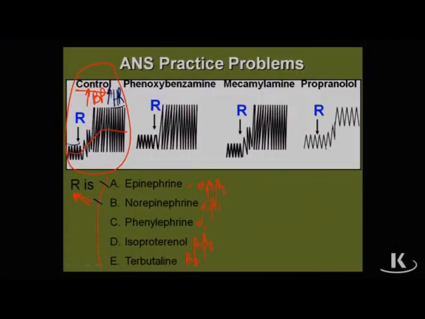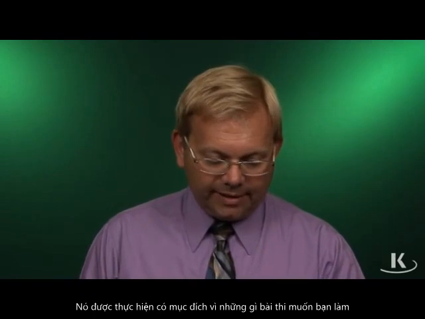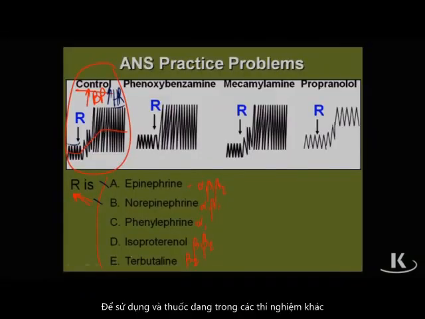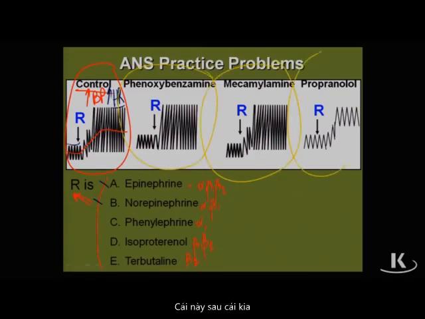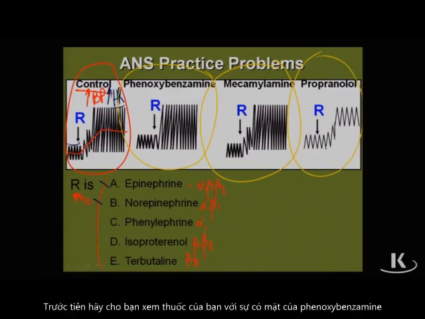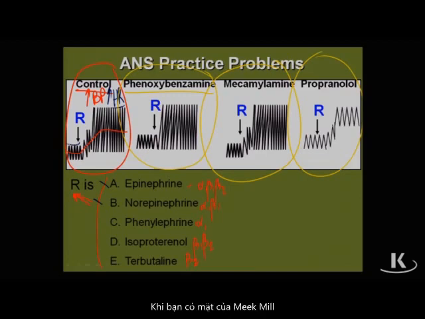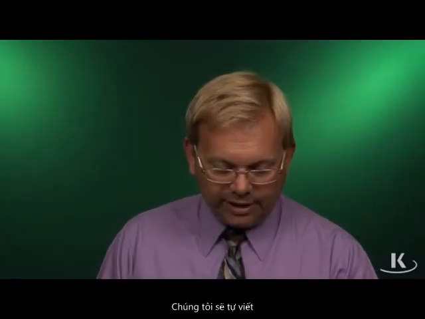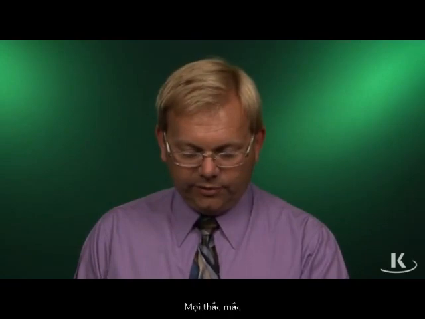That's done on purpose. It's done on purpose because what the exam wants you to do is to use drug R in other experiments, and these are all individual stories, one after the other, showing you your drug R first in presence of phenoxybenzamine, an alpha blocker, then your drug R in presence of mecamylamine, a ganglionic blocker, and then your drug R in presence of propranolol, a beta blocker. Here's the way I want you to always approach those. We're going to write ourselves two big questions.